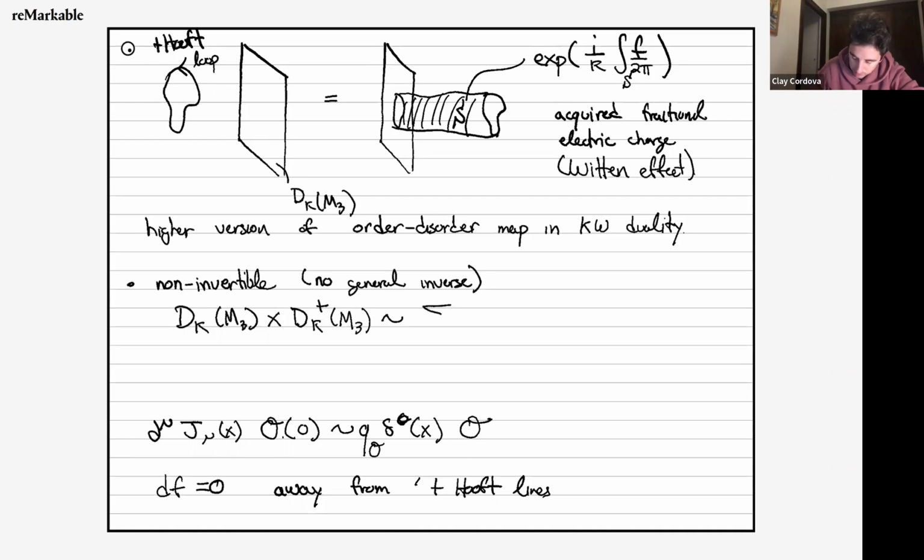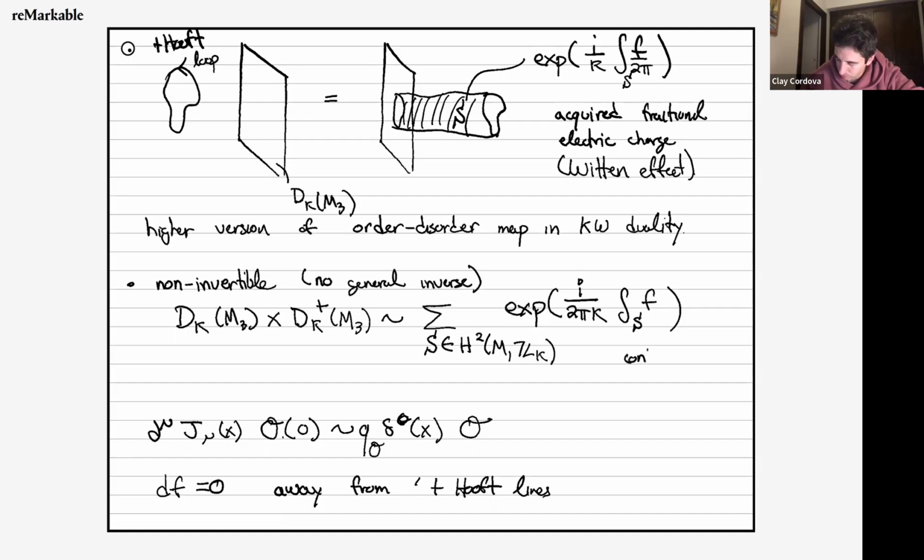So what do we actually get? Here we get a sum over surfaces S in H2 of this manifold with some coefficients, that's for the cognoscenti. And then we get an exponential of i over 2 pi k integral over this surface S. This is what's called a condensation defect. Here we have a sum over all the surfaces. We're summing over magnetic charge that's inside this M3.